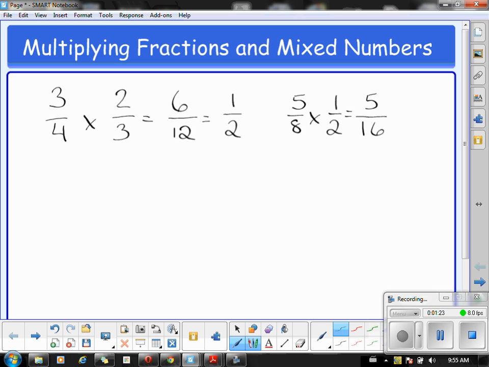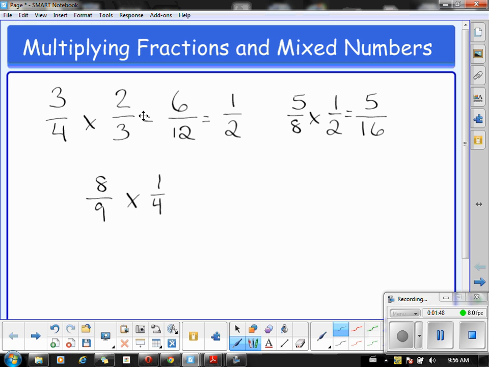There is a trick though with this called cross-reducing. You can look at your fractions and see if you can reduce it beforehand. For example, if I had 8/9 times 1/4. It's still an easy fraction to multiply, but when we get to bigger fractions, this is always a little trick. You look at opposite corners.